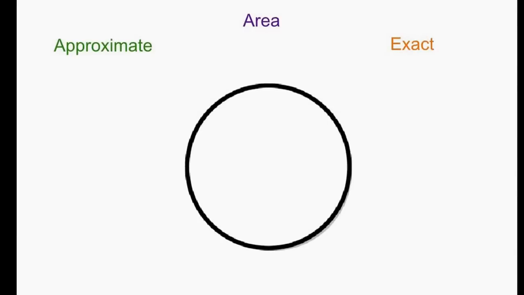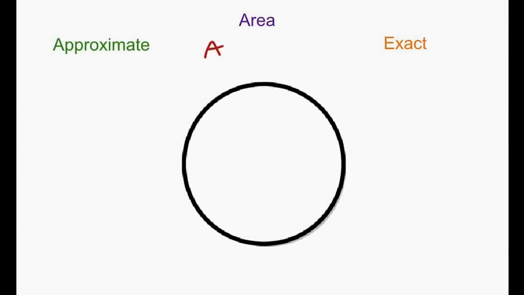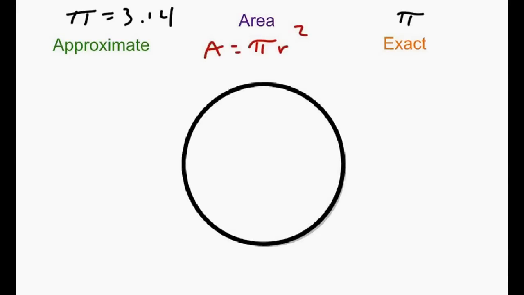Alright, now we're going to look at area. Area, we only have one formula here. Area equals pi times the radius squared. But as before, approximate, pi is going to be 3.14, and the exact pi is just going to be the pi symbol. Alright, so let's do a radius of 3 inches. And so my formula, area equals pi times the radius squared.